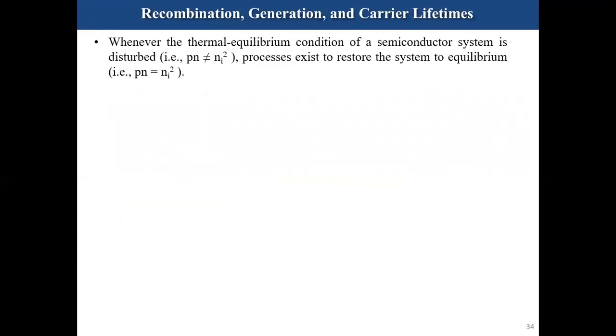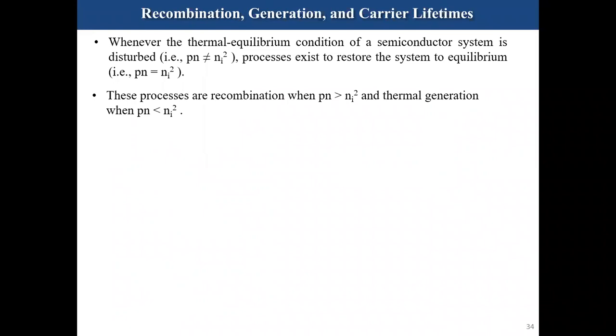The other part which will be important, particularly for light emitting devices, is recombination, generation, and carrier lifetime. What we understood till now is that whenever the thermal equilibrium condition of the semiconductor system is disturbed, that is, P times N is not equal to Ni squared, a process exists to restore the system to equilibrium. So it puts it back into the same mass action law. And these are recombination or thermal generation, depending on the situation.